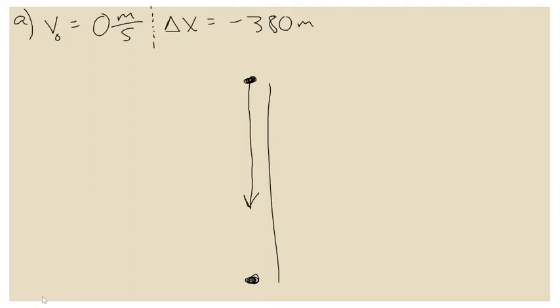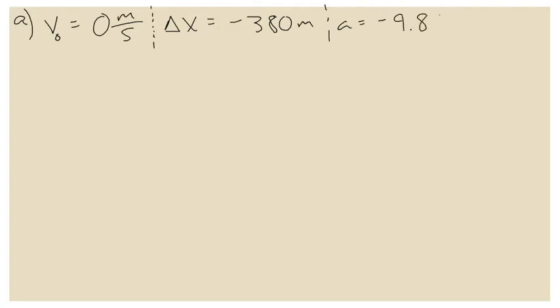And so the reason why we call these displacements negative in a free fall problem like this is because the object is always moving down. And if the object is moving down, then we know that the displacement is negative. And then lastly, the acceleration here is negative 9.8 meters per second squared. And we are looking for the time.